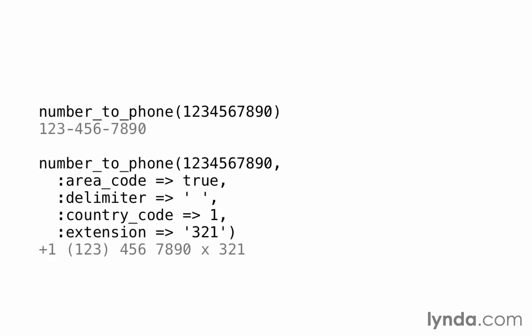number_to_phone takes a number and formats it like a phone number. We can also specify options for the area code, the delimiter, the country code, and the extension. The area code just says whether we want to put parentheses around the area code.